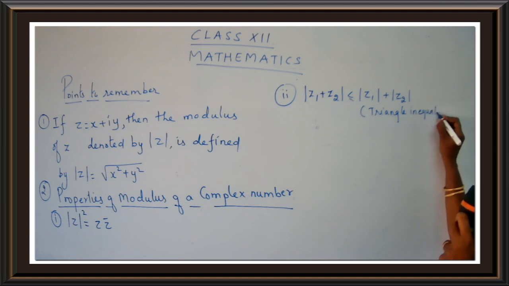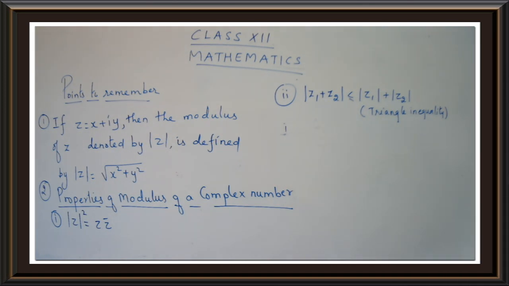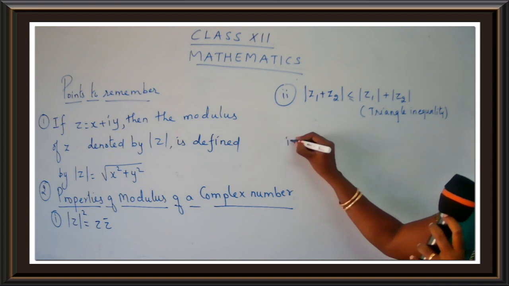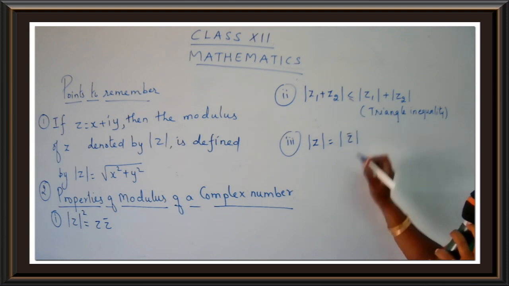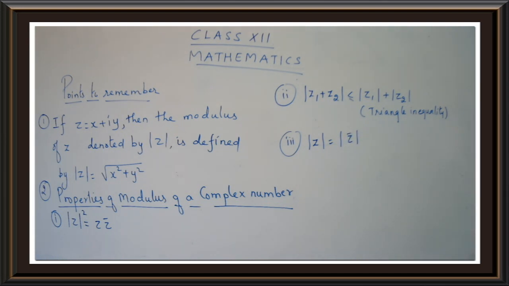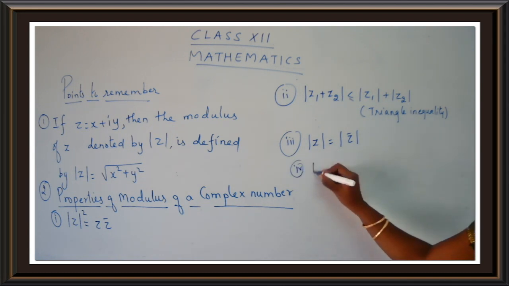So what is the second property? Modulus z1 plus z2 is less than or equal to modulus z1 plus modulus z2. Next, third one. Oh, I missed out one. Okay, I'll just continue over here for the third one. Modulus z is equal to modulus z bar. And the fourth one, modulus z1 z2 is equal to modulus z1 modulus z2.